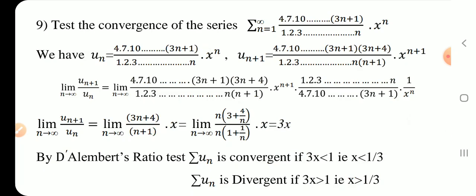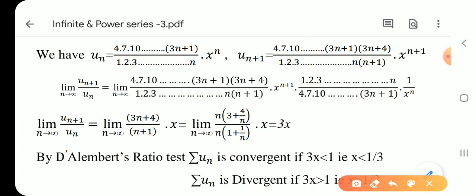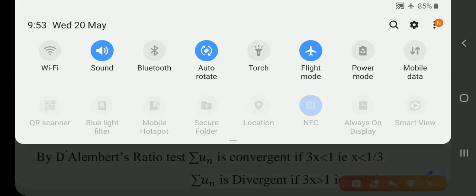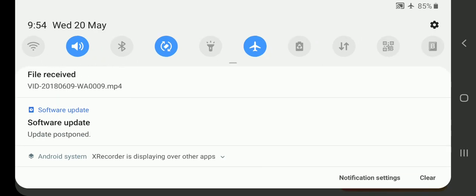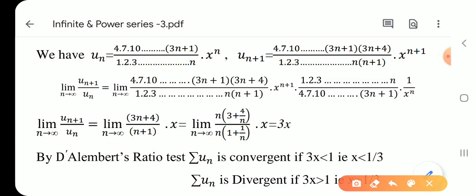So, un plus 1. To get un plus 1, we have to take n plus 1 in the place of n. So, here if I put n plus 1, it is 3n plus 1 plus 1. It becomes 3n plus 4. Here n into n plus 1. X to the power n becomes x to the power n plus 1.